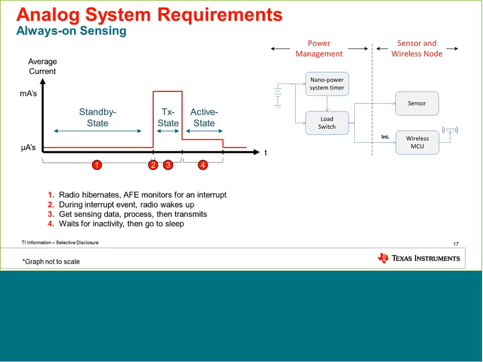So we can see on the diagram here that in the first period, standby state, the radio is hibernating, and the analog front-end monitor is waiting for an interrupt. And so now during the interrupt, when the nanopower system provides the power, the sensor will wake up, the wireless will wake up, and we will measure the temperature and we will transmit that.